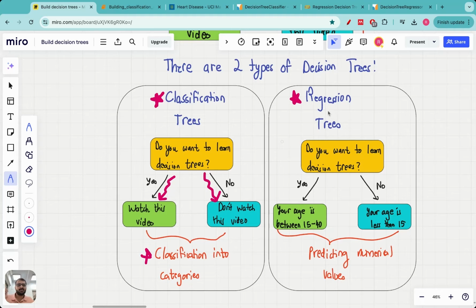The second type of decision trees, on the other hand, are regression decision trees. In this type of tree, what we do is that we predict numerical values. So let's say, do you want to learn decision trees? Yes, then your age is between 15 to 40. No, then your age is less than 15, let's say. If this is a decision tree, see, we are predicting numerical values here, right? 15 to 40, less than 15, etc. This is an example of a regression tree.